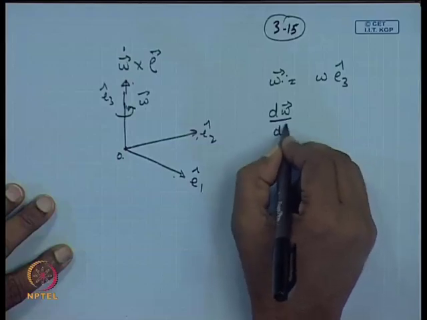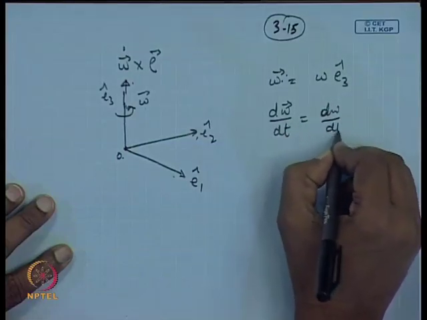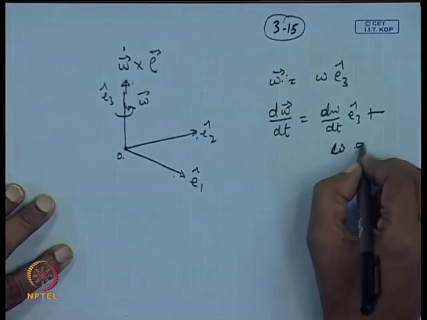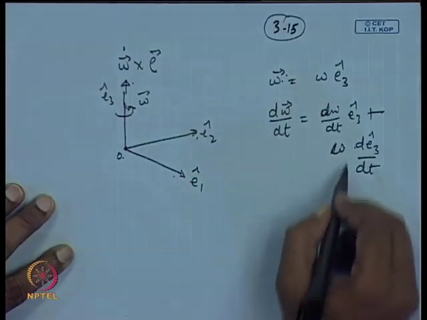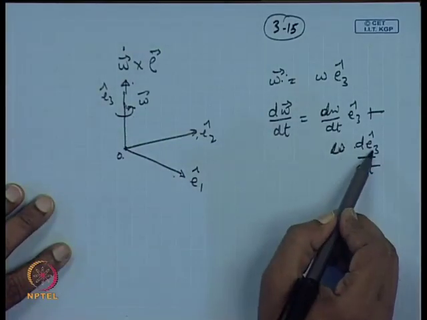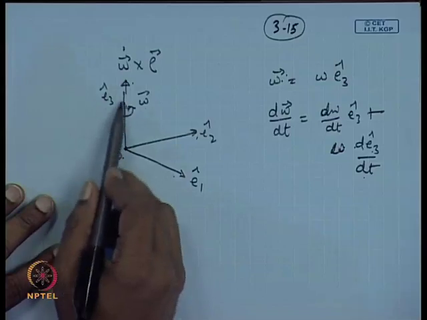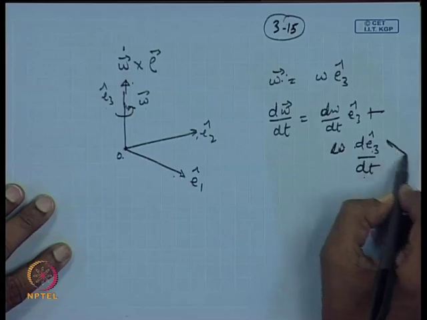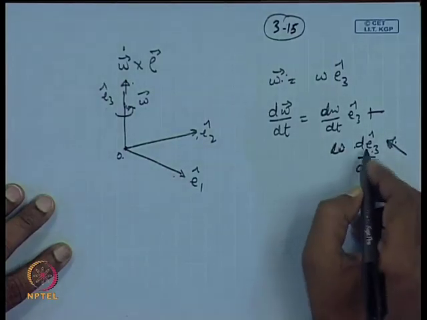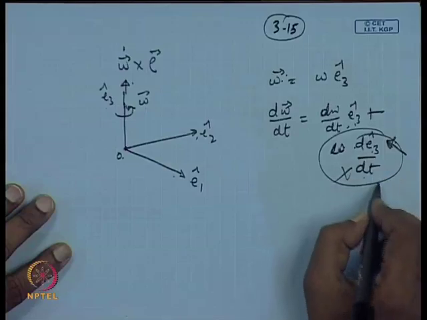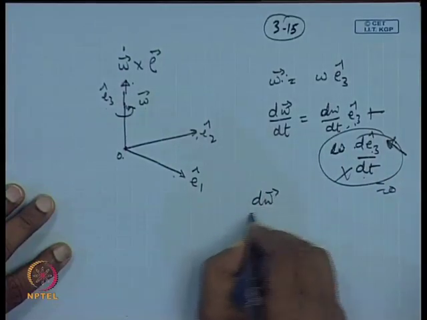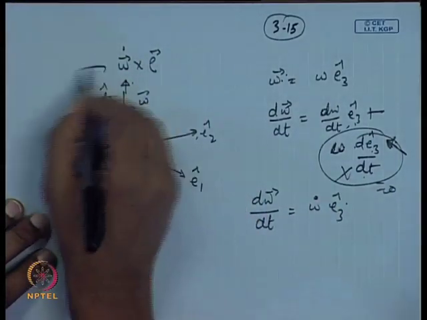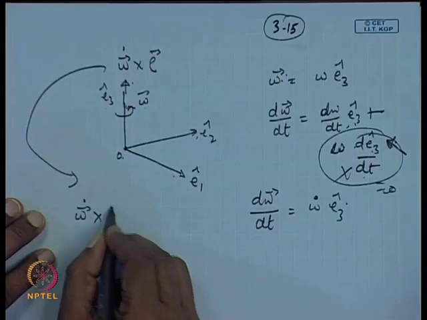So, we can write d omega by dt equal to d omega by dt times E 3 cap plus omega times d E 3 cap by dt. Now, we can see that d E 3 cap by dt is 0, because the rotation is taking place about this body axis only. So, there is no change in the direction of the E 3 cap, unlike the earlier one. So, this we can drop, it becomes 0, and here we can write d omega by dt equal to omega dot times E 3 cap. So, this term gets reduced to omega dot cross rho.